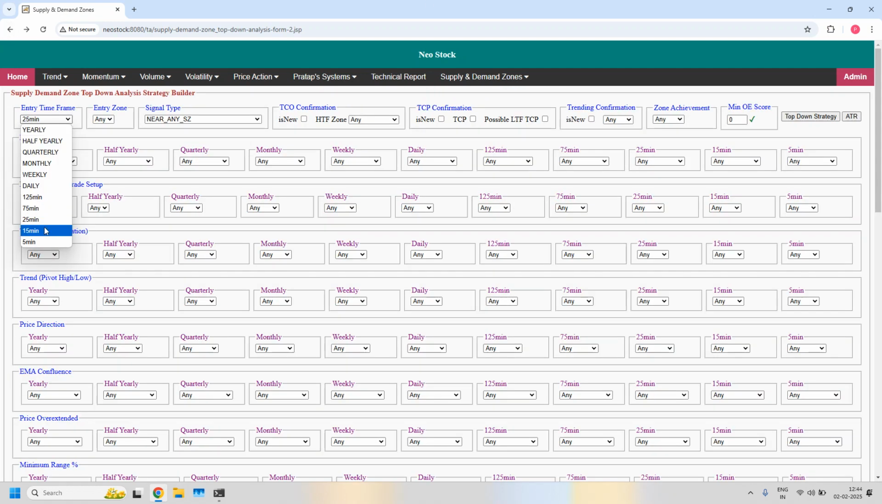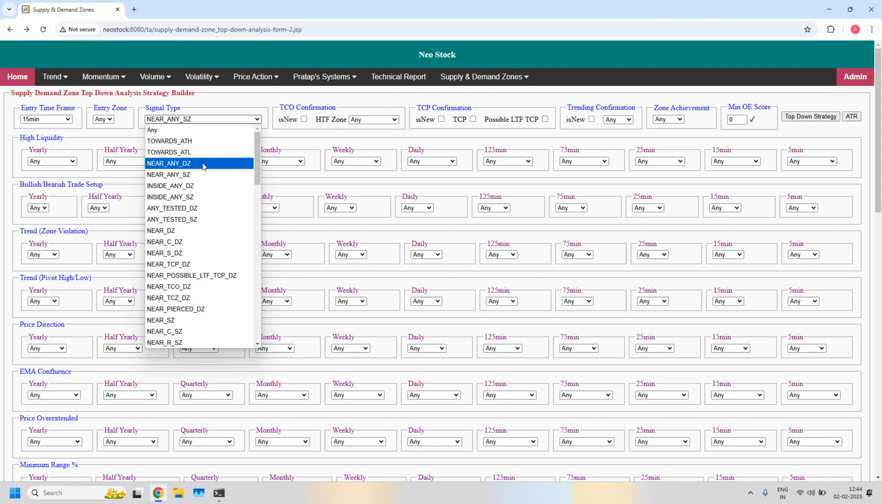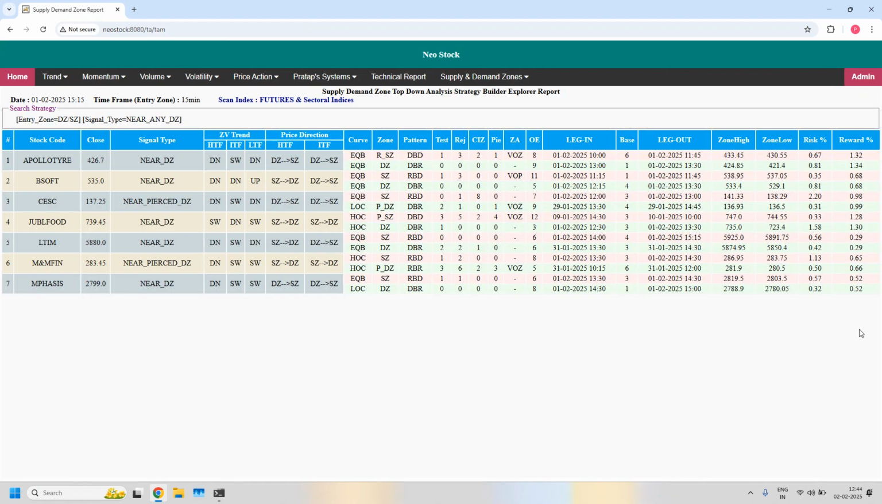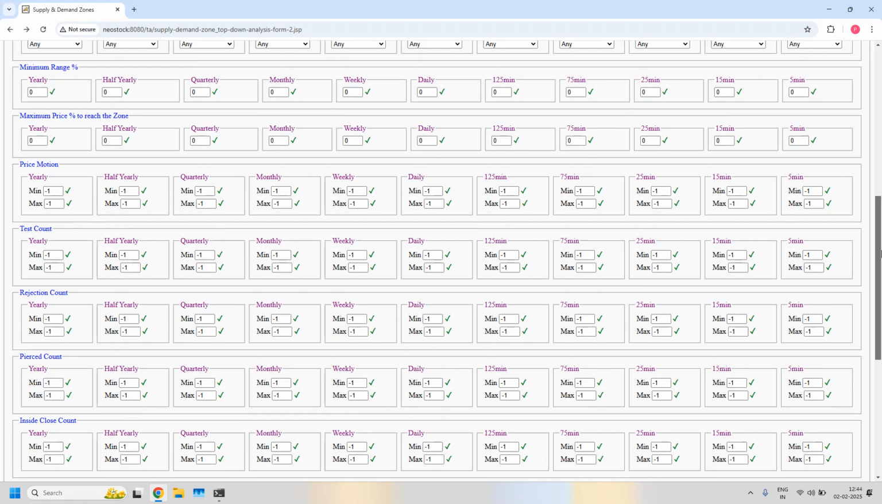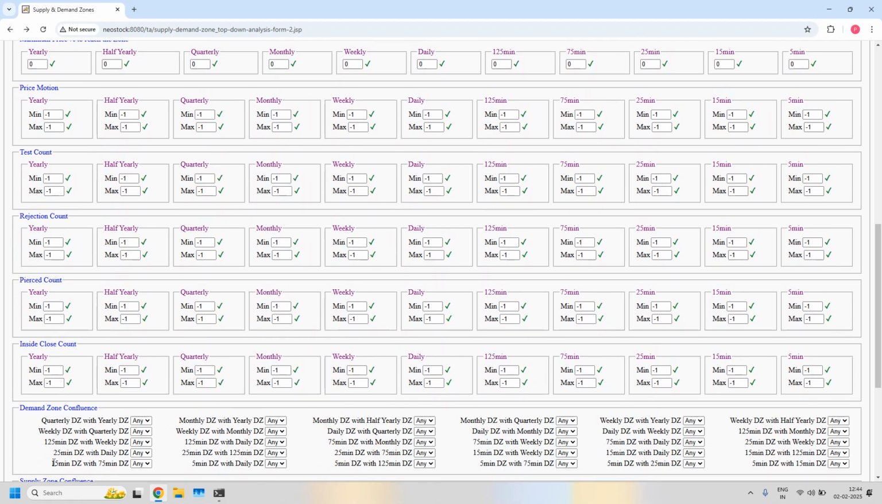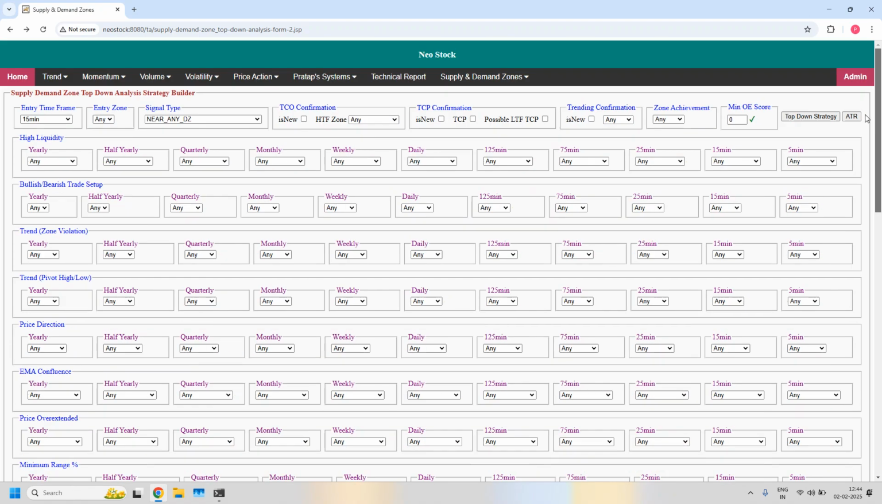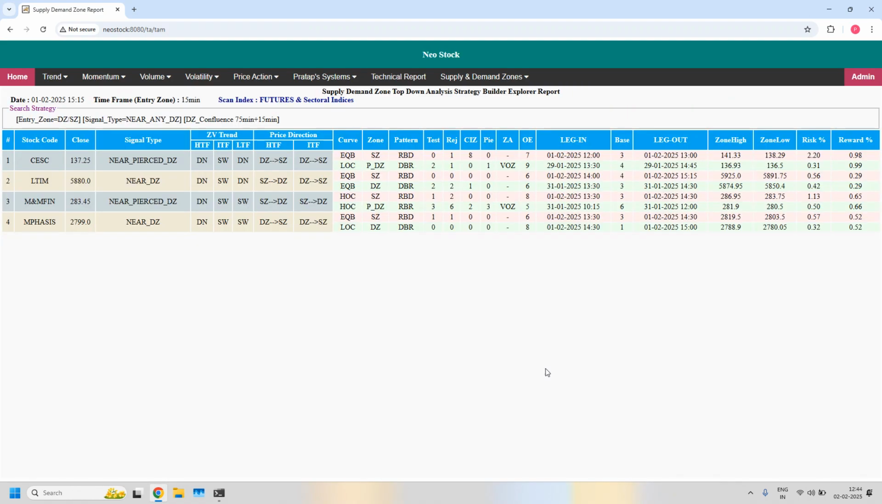Next time frame is 15 minutes. Stocks near the 15 minutes demand zone. We got 7 stocks. Let's further filter based on ITF Confluence, that is 15 minutes and 75 minutes demand zone Confluence. Enable the filter. We got 4 stocks. Out of these 4, the first one is a PR zone and the third one is a PR zone.